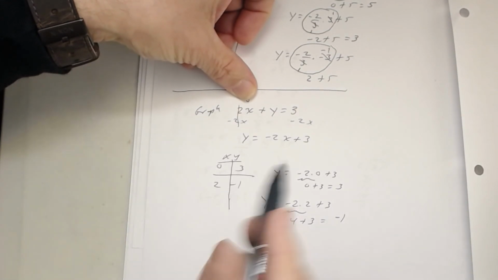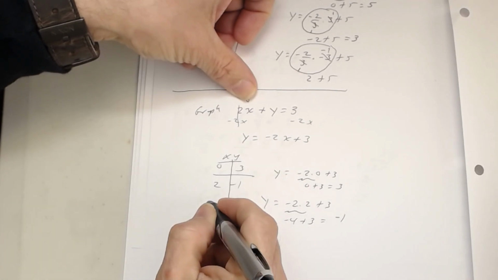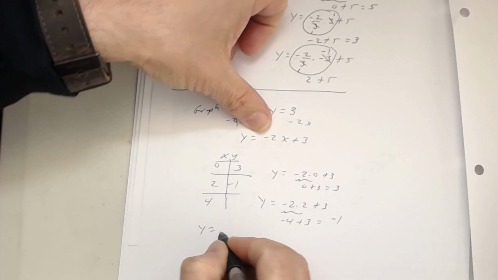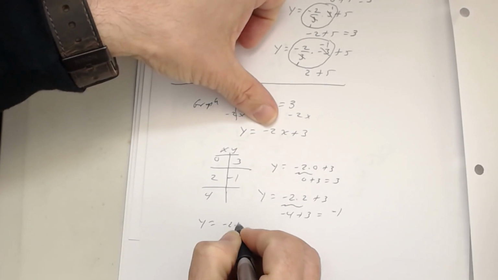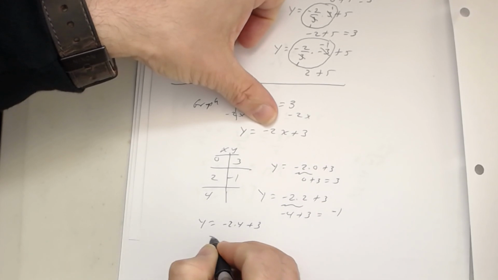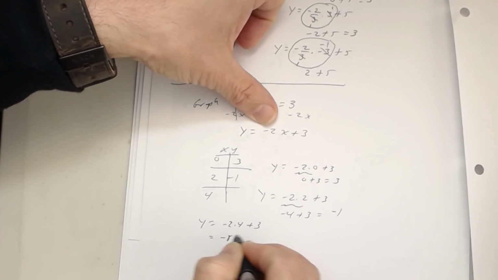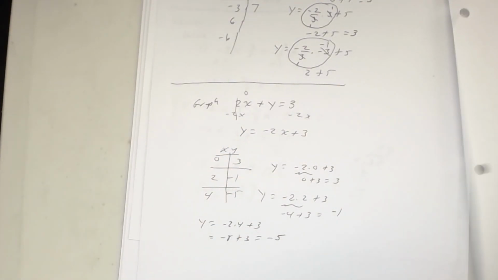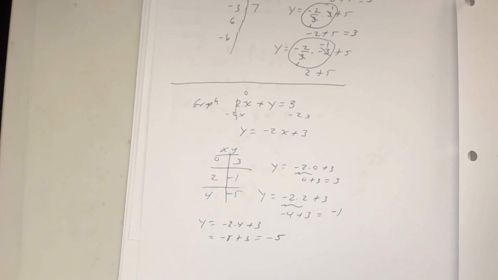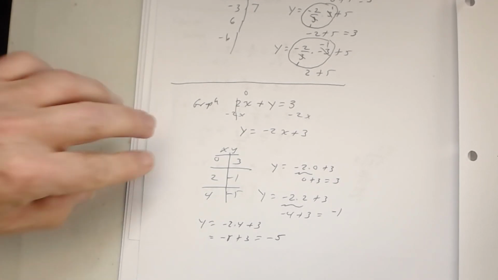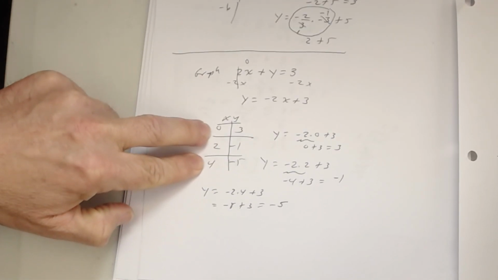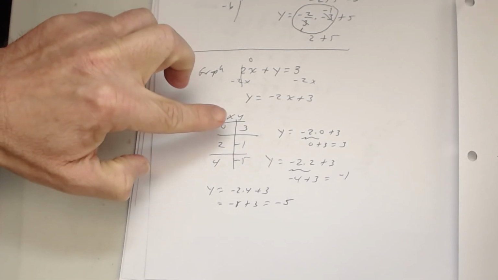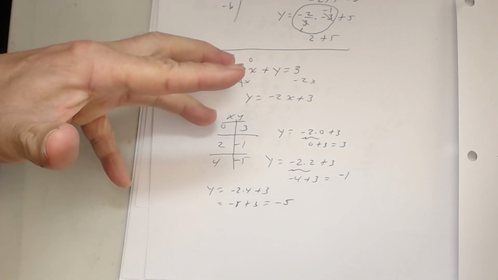I need one more point. 4. Okay? If x is 4, I get y equals negative 2 times 4 plus 3. Negative 2 times 4? Negative 8 plus 3? Negative 5. All right, and so I have my points. Now remember, how many solutions have I found? 3. How many solutions am I supposed to have? An infinite number. How do I represent those solutions? On a line.